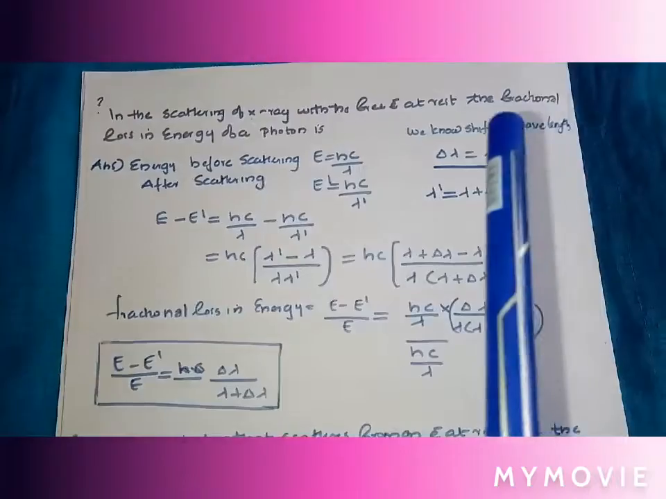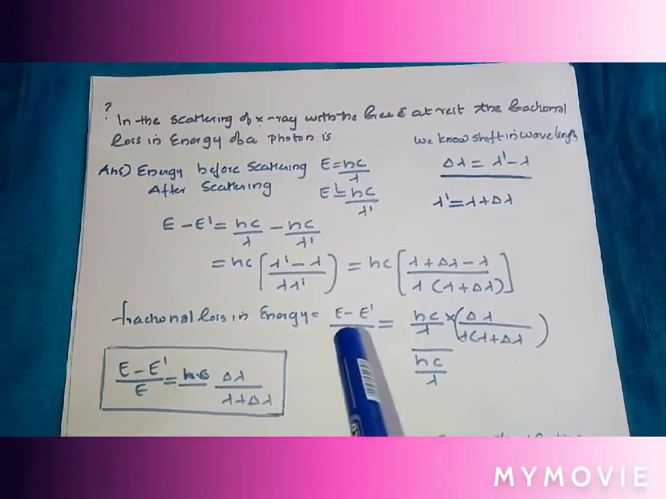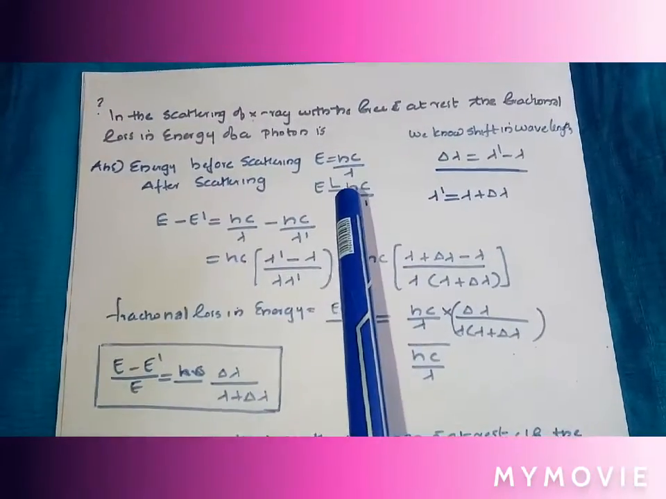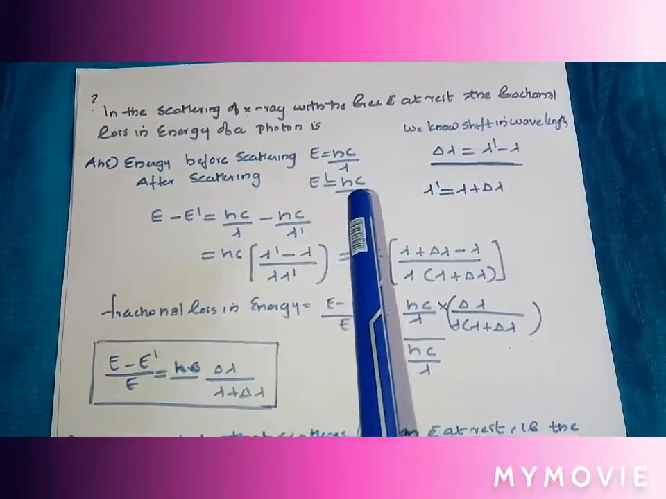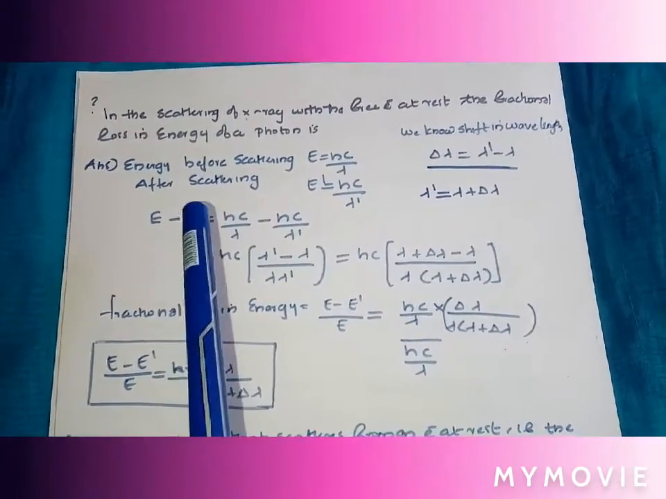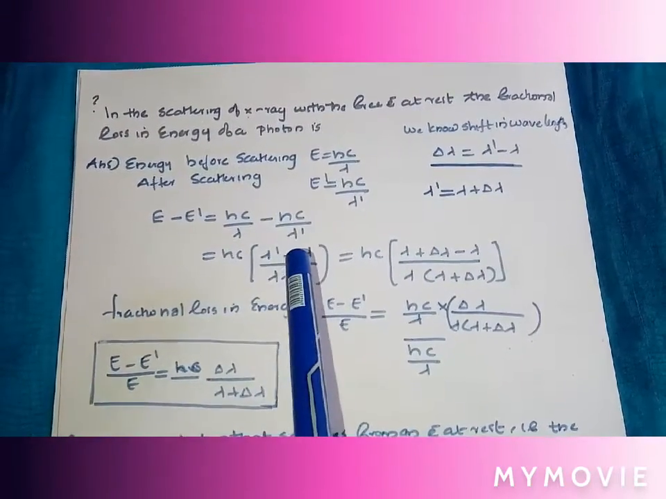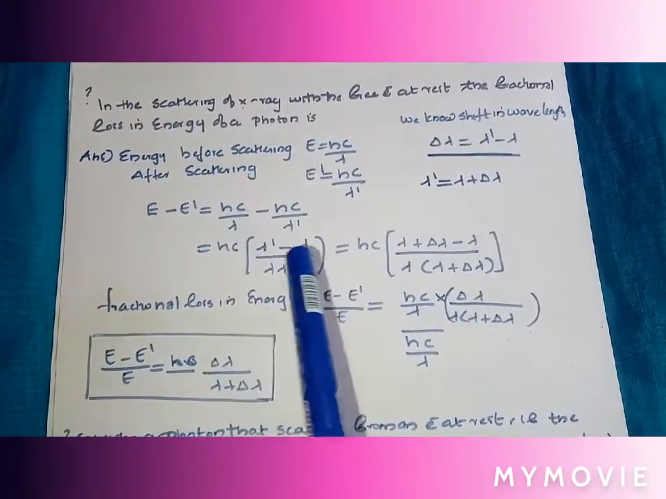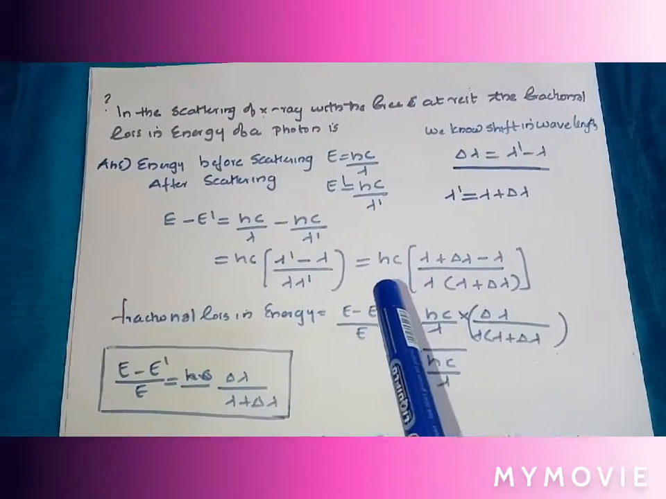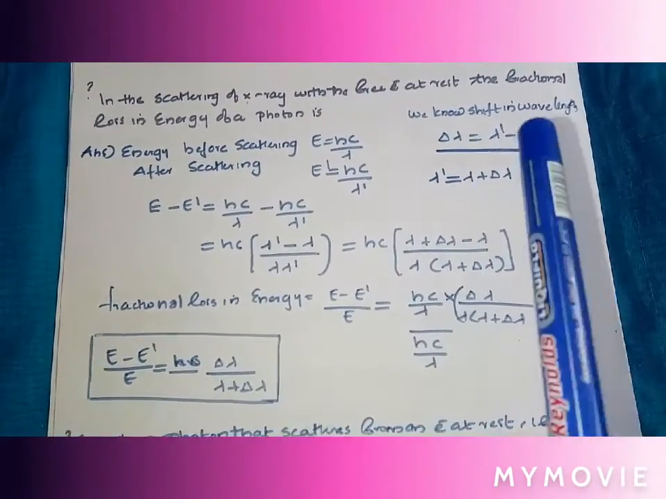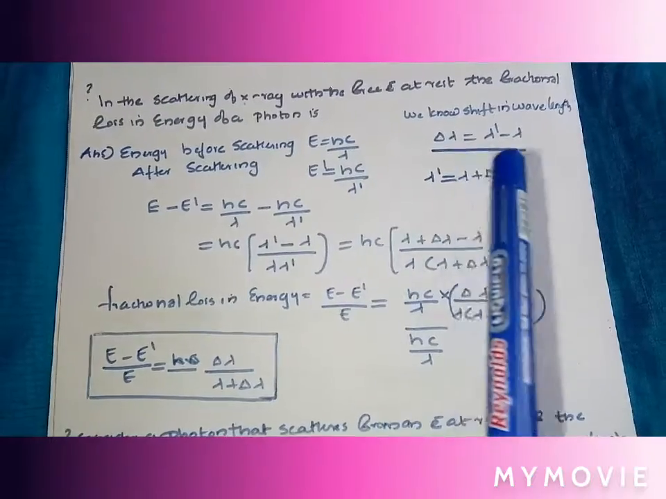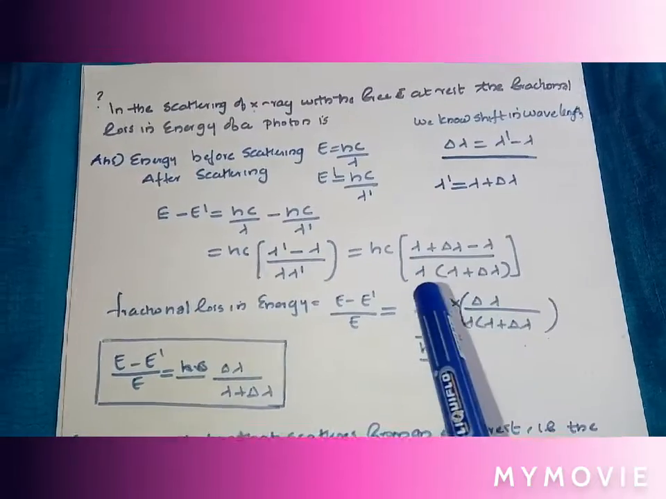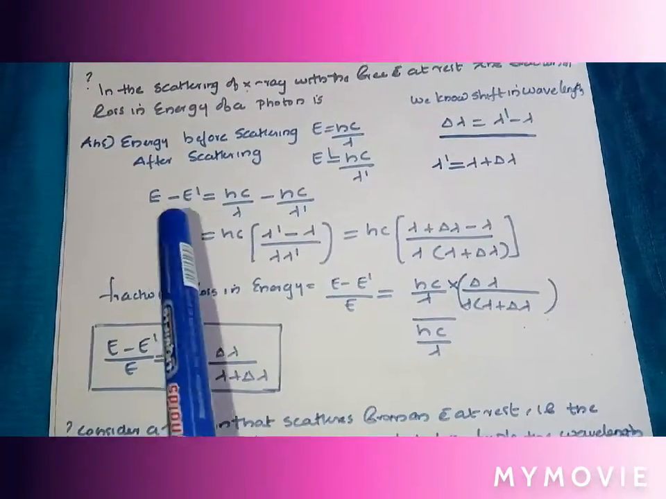We have to find the fractional loss in energy of a photon, that means E minus E prime divided by E. So E is equal to hc by lambda, and E prime is equal to hc by lambda prime. So E minus E prime is hc by lambda minus hc by lambda prime. Taking hc outside and cross multiplying, we get lambda prime minus lambda divided by lambda prime lambda. We know from the basic equation that lambda prime is delta lambda plus lambda. Substituting, we get lambda plus delta lambda minus lambda divided by lambda into lambda plus delta lambda.